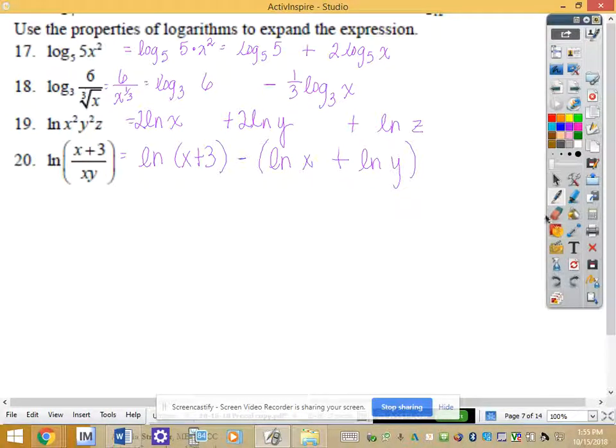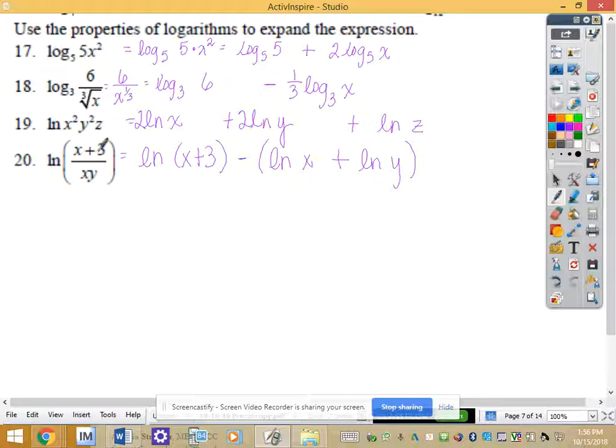This is the second part of the review video. Let me review for number 19 and 20. Both of these have exponents. So the 2 will travel to the front of the ln and the x stays behind. Then y to the second, the 2 travels to the front with the ln of y, and then the ln of z. On number 20, we have ln in all of our terms.